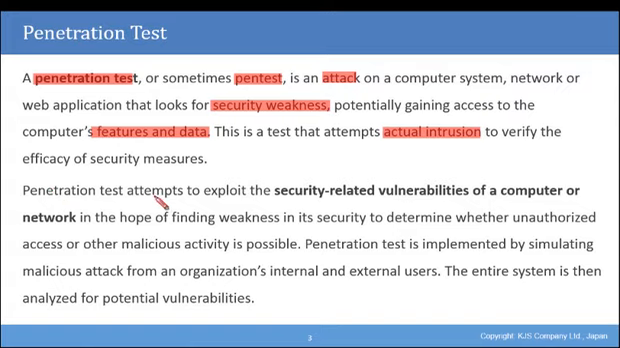Penetration tests attempt to exploit the security-related vulnerabilities of a computer or network in the hope of finding weakness in its security to determine whether unauthorized access or malicious activity is possible. A penetration test is implemented by simulating a malicious attack from an organization's internal and external users. The entire system is analyzed for potential vulnerabilities.